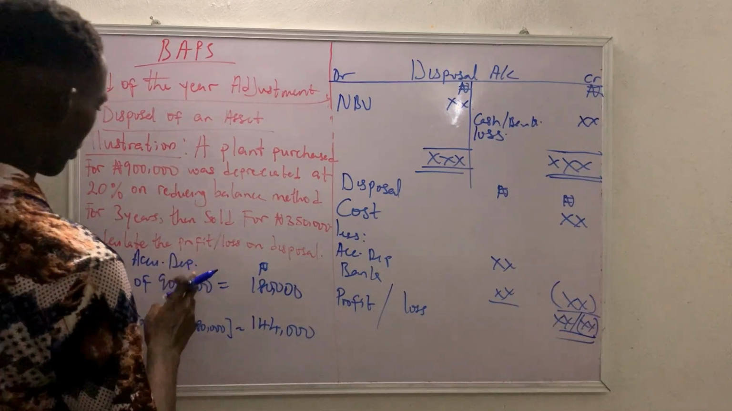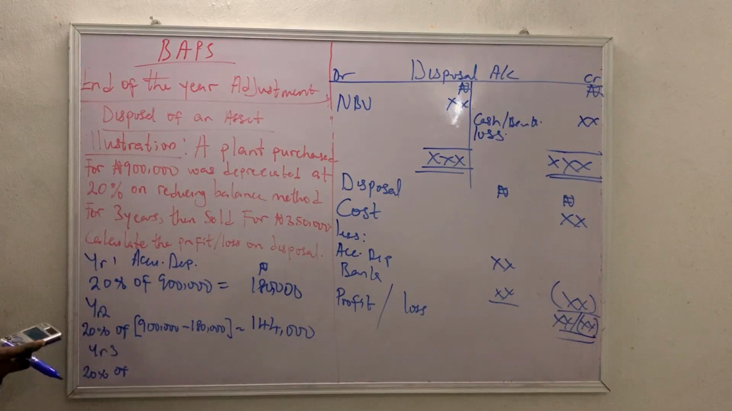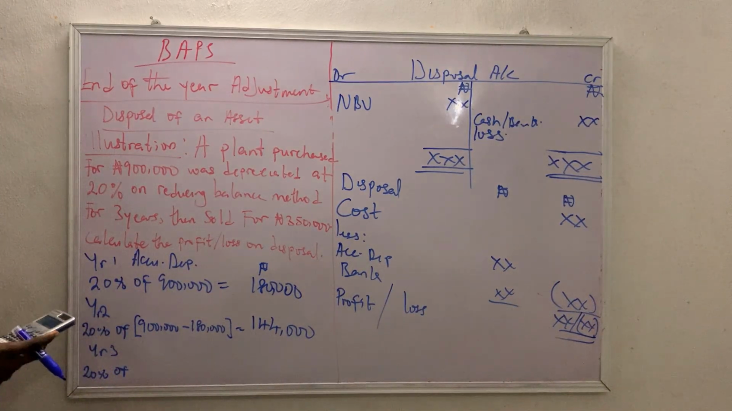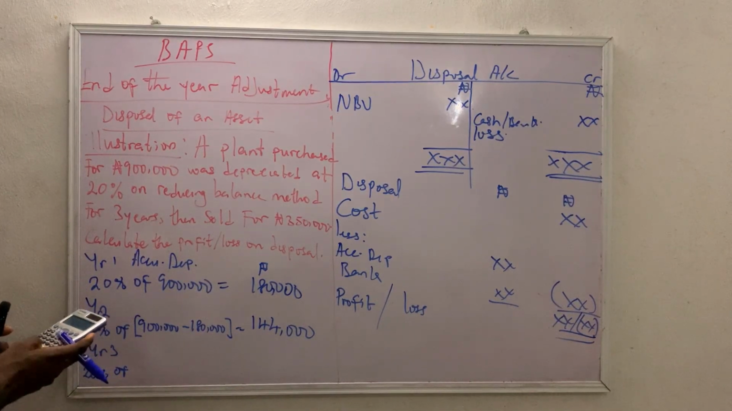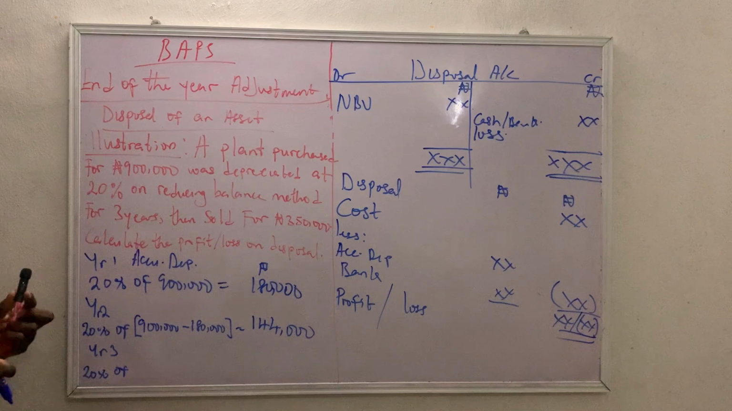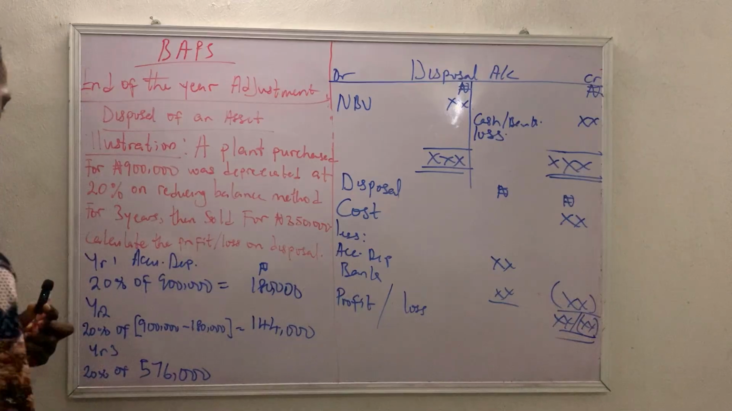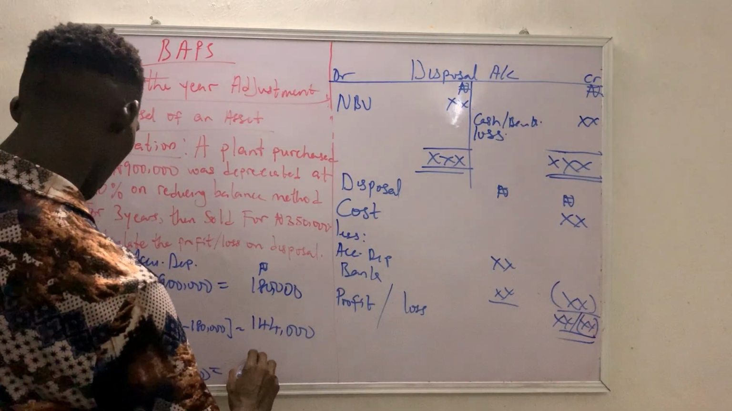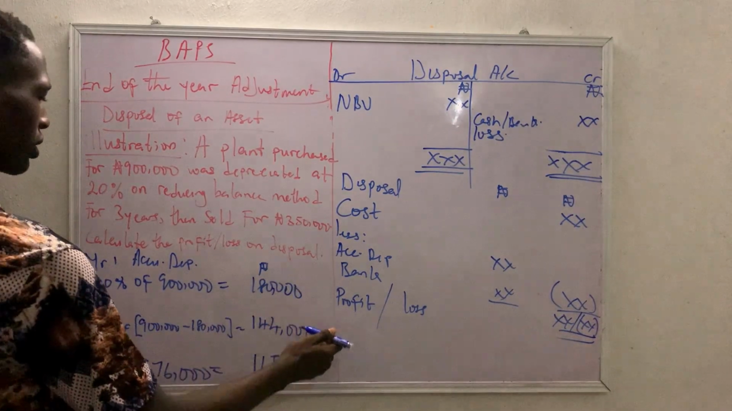Then for our year three, it will be 20% of 900 minus 180 minus 144. Or the other way you can do it, in order to save us time, let's do this with 900,000 minus 144 minus 180. So that's 576. Alright, and that will give us 115,200. So these are our depreciation charge.